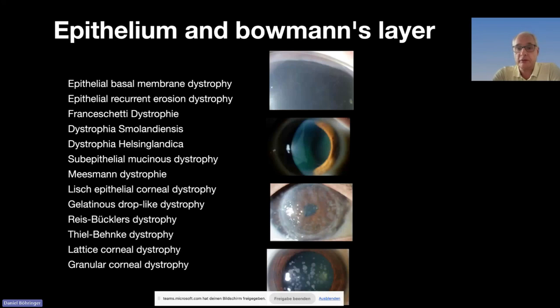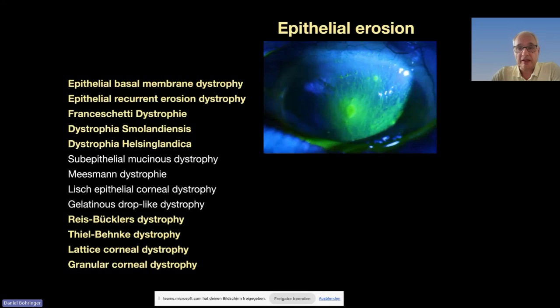That is the first clue. Some of these are really easily recognizable, but some of them appear in the same way in the slit lamp. So you have another clue, that is the symptoms and the signs. If you ask the patient about pain, and this is mostly due to recurrent epithelial erosions, you will see that there is a big cluster where this is an issue, but there are some where it isn't.